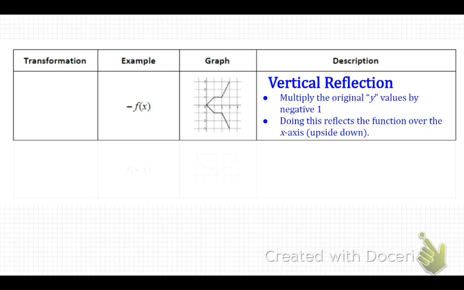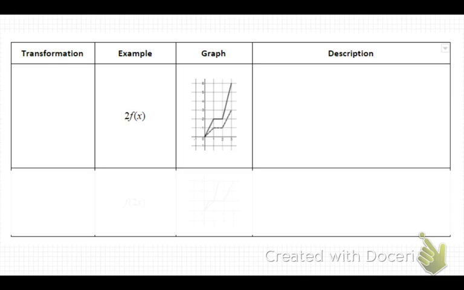That means multiply all the y values by -1, or change the sign of the y value, and that'll make it go upside down. Okay, the last one is if I had a number in front, like 2f of x. So what did that number in front mean? What did that do? It stretched it, like a slope.